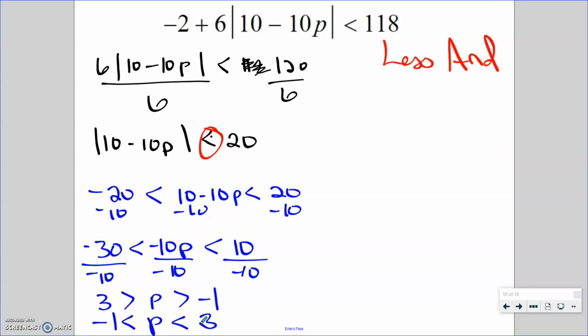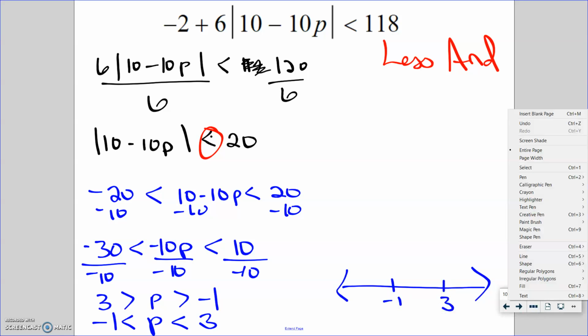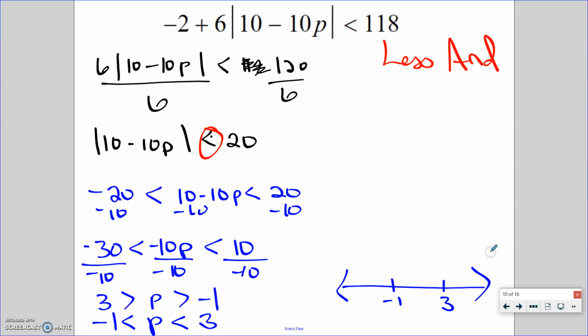Okay, so let's put this on a number line. Our points of interest are negative 1 and 3. And what we have here is strictly less than signs. So open dots, and since p is trapped between them, we shade in between. And since we only have one interval shaded, our interval notation should only be from negative 1 exclusive to 3 exclusive.